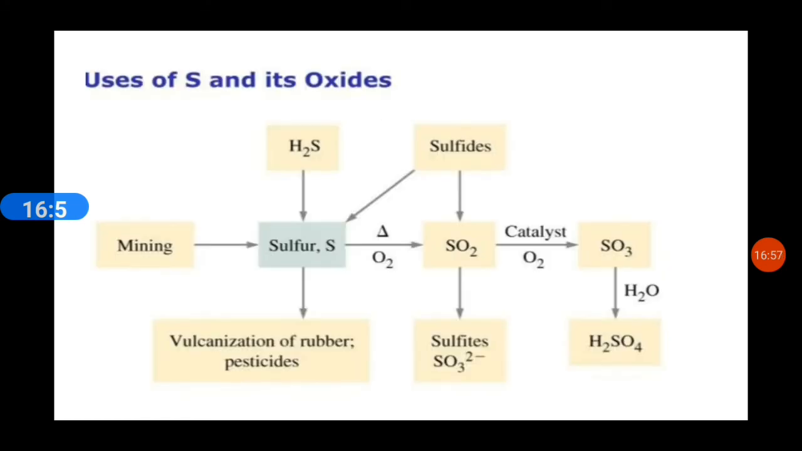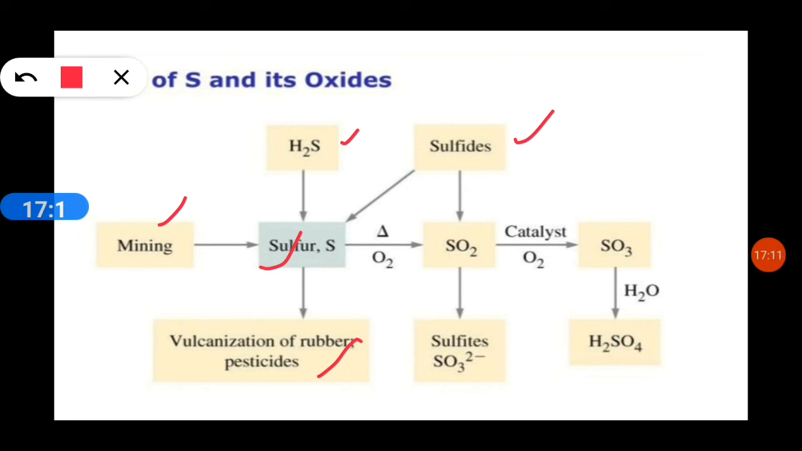Some uses of sulfur and its oxides. Sulfur is obtained from mining, from H2S, from sulfides. It is used for vulcanization of rubber and in pesticides. On heating with oxygen, it forms sulfur dioxide, which is further used to form sulfites, sulfur trioxide, which is ultimately used to form sulfuric acid, an important compound of sulfur.